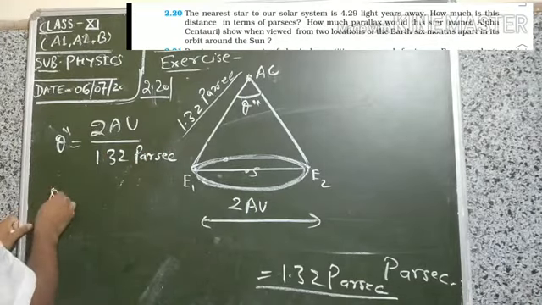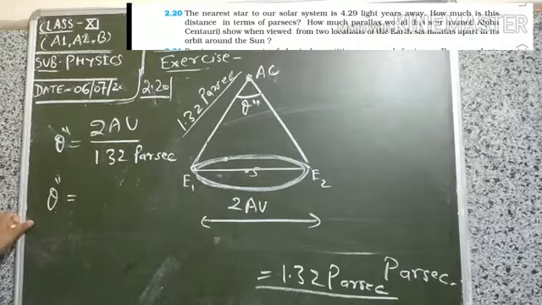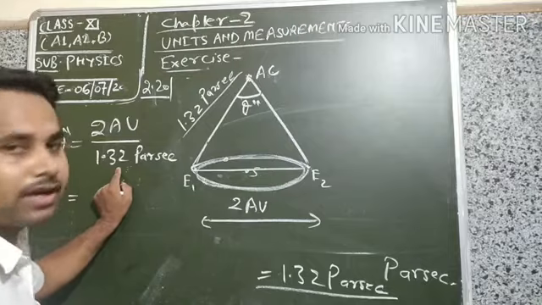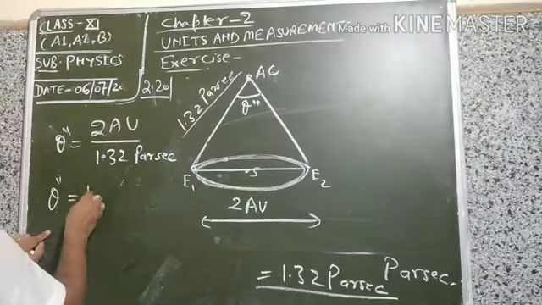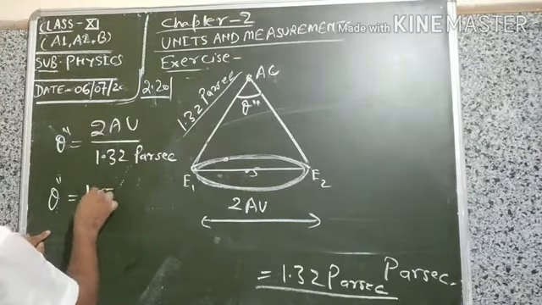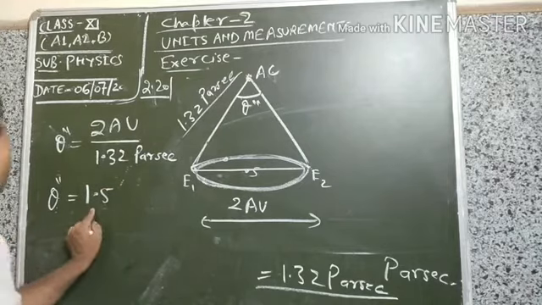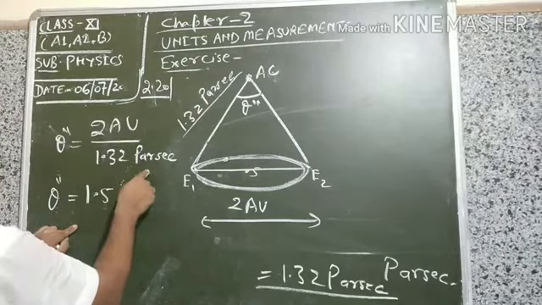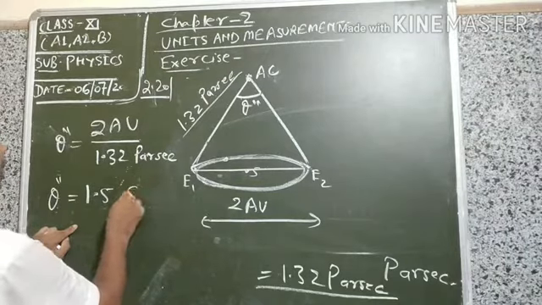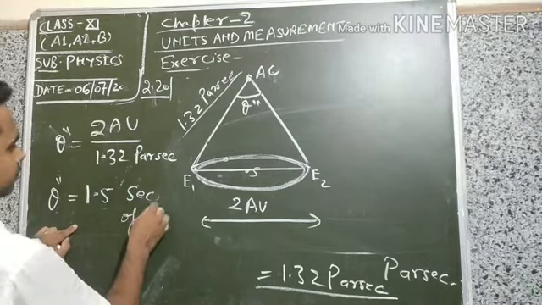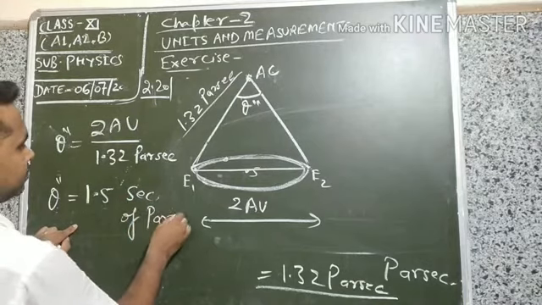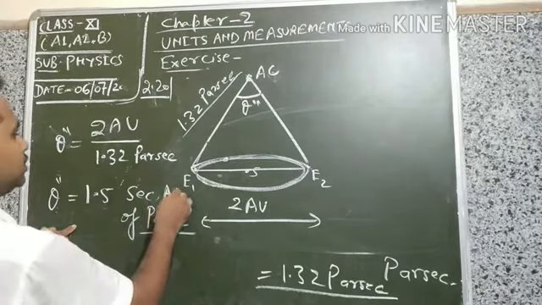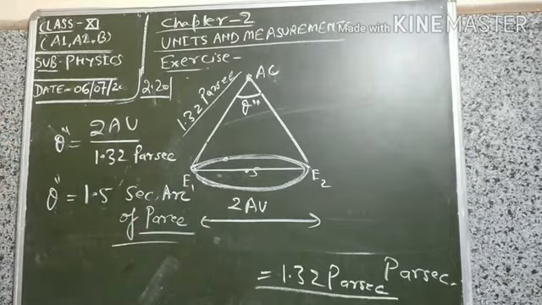So finally theta in second equals 2 divided by 1.32, it is near about 1.5. You can solve it to get the exact value. I am writing here the approximate value 1.5, and this will be AU upon parsec. So the unit will be second of arc of parsec. 1.5 second of arc.